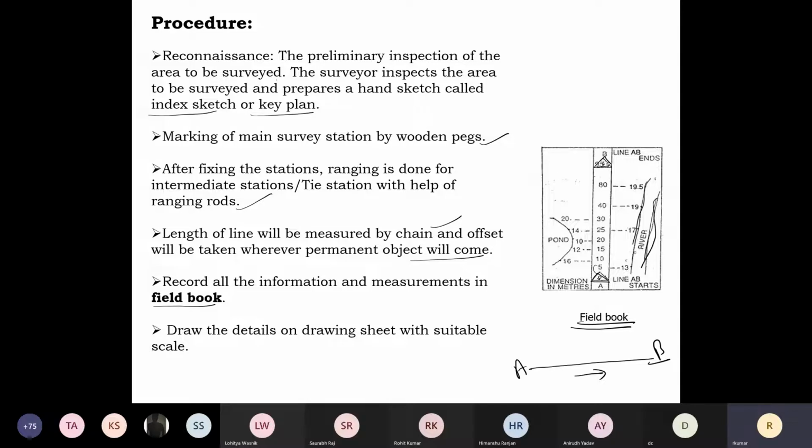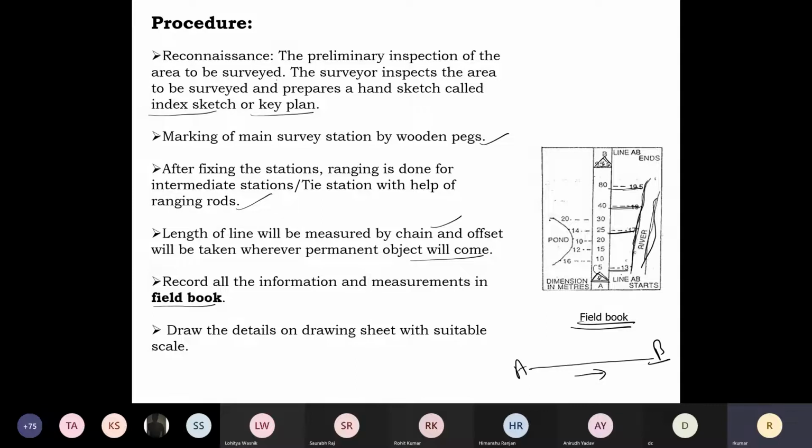So at 5 meter, I will take this offset here. This is some 13 meter. Then I go to 25 meter and again measure the offset. Then at 40 meter, I again take the offset, and at 80 meter, I again take the offset. So I can draw this line of the river.